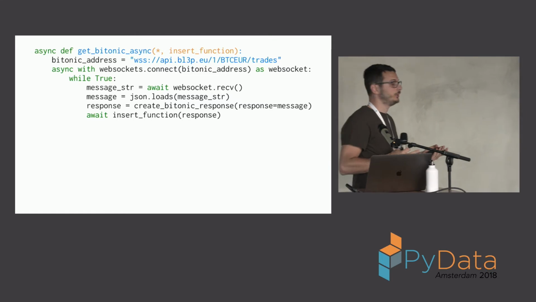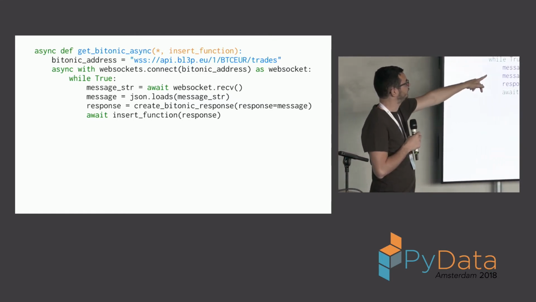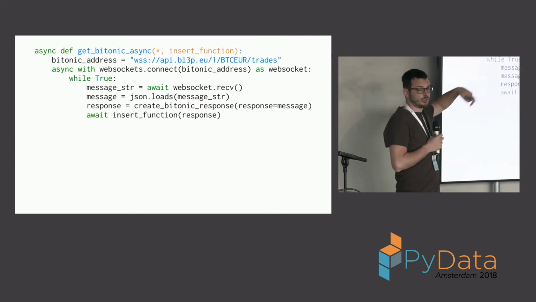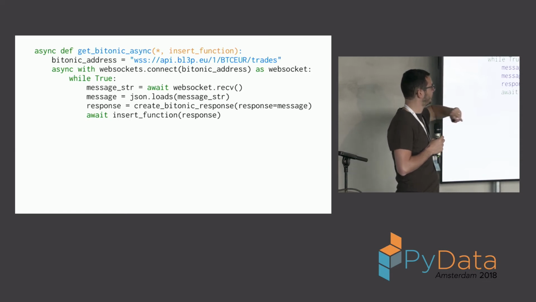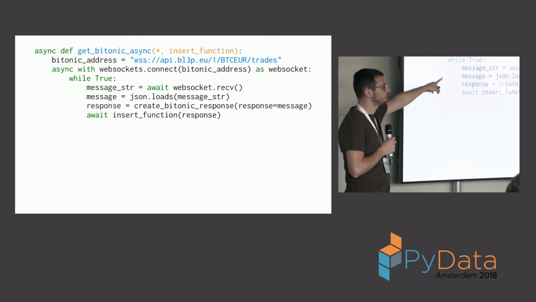To get data from Bitonic, we could say, well, that's my address. I want to connect using the WebSocket. And then while true, so basically just listen forever. Await that the web server sends you something.